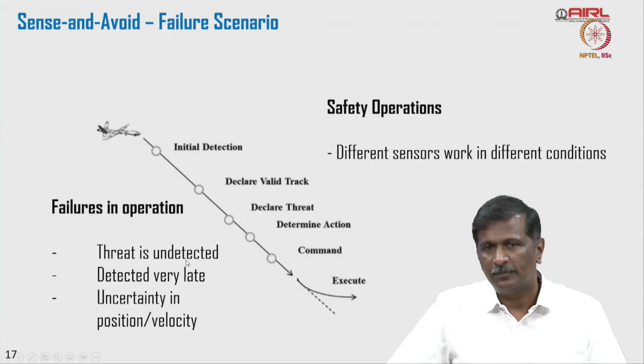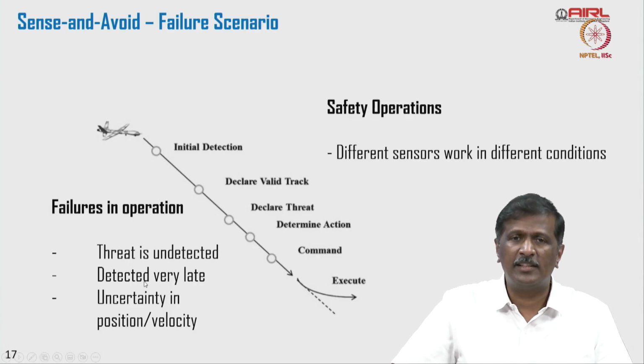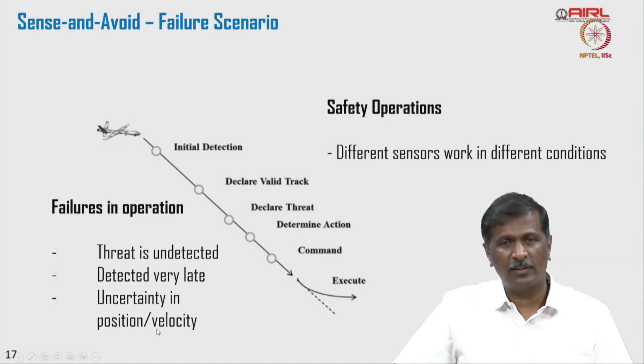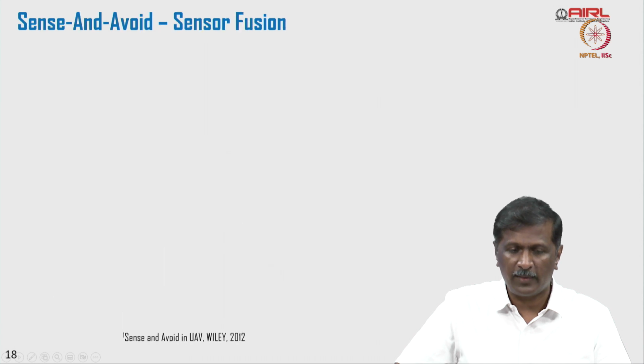Threat is undetected. My sensor is not able to see that threat, or I am detecting the threat very late. I may not have sufficient time to respond. I have detected the threat, right? I detected it early, but my calculation of the position and velocity at which the threat is moving is wrong. That will also cause a problem. All these are the important factors affecting your collision avoidance capability or sense and avoid capability, right?